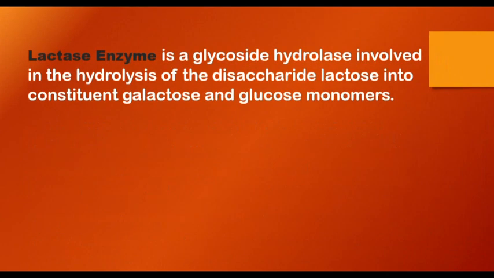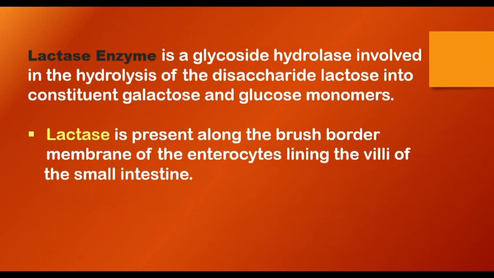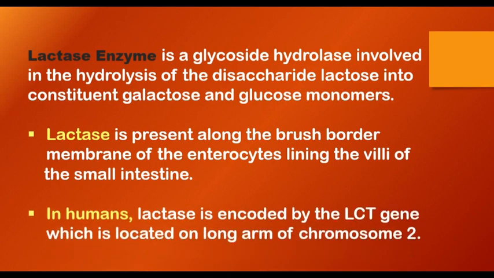Now, what is the lactase enzyme? Lactase is a glycoside hydrolase enzyme. It is involved in the hydrolysis, the breakdown, of the disaccharide lactose into its constituent galactose and glucose monomers. Lactase is present along the brush border of the enterocytes lining the villi of the small intestine. So the site of action of lactase and of hydrolysis of lactose should be in the small intestine. In humans, the lactase enzyme is encoded by the LCT gene, which is located on the long arm of chromosome 2.